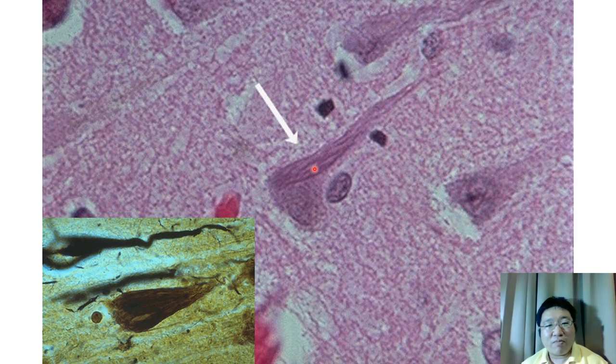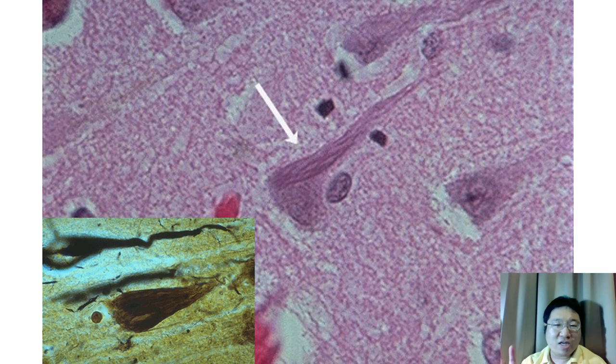So what is the component of the neurofibrillary tangle? That is tau, T-A-U. Normally, tau functions as a microtubule binding protein. But when tau is hyperphosphorylated, the hyperphosphorylated tau aggregates in the cytoplasm like this, and the lesion is called a neurofibrillary tangle. So again, neuritic plaque is composed of amyloid beta. Neurofibrillary tangle is composed of hyperphosphorylated tau.